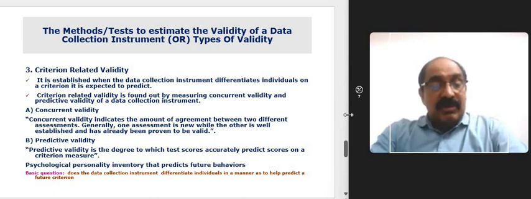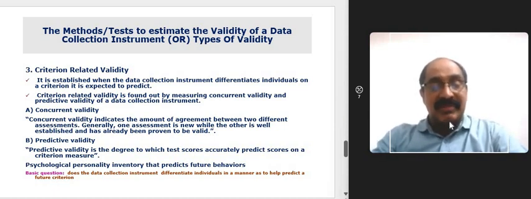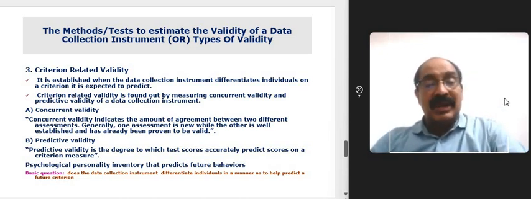The other one is what we call predictive validity. Predictive validity is the degree to which the test scores accurately predict the score on a criterion measure. For example, suppose I am administering a test related to numerical ability, and if a person passes this test, I can say that this individual will do well in bank work or something like that. So I am able to predict the behavior of the individual by administering my test. I can say what will be his future behavior. That we call predictive validity.